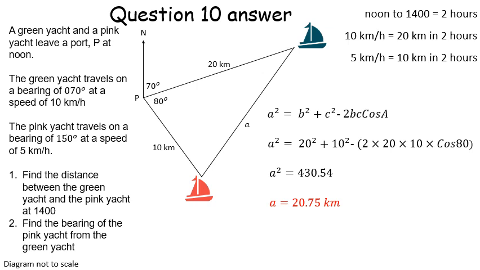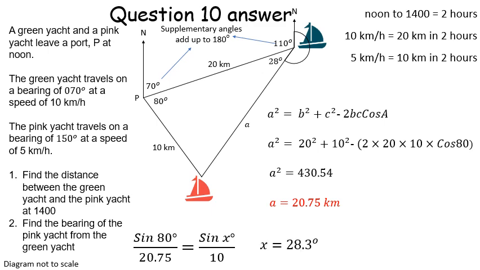To find the bearing from the green yacht to the pink yacht, we must first draw a north line. As supplementary angles add up to 180 degrees, this angle is 110 degrees. We can work out angle x with the sine rule, getting the angle as 28.3 degrees. As the angles around a point add up to 360 degrees, we can subtract the two angles we found from 360 degrees, getting the bearing from green to pink as 222 degrees.